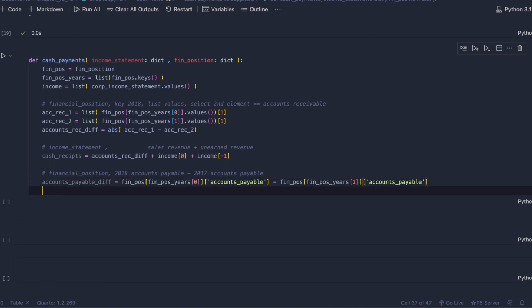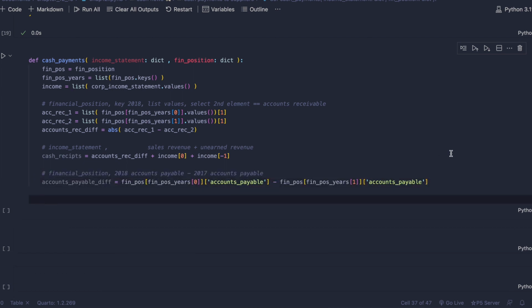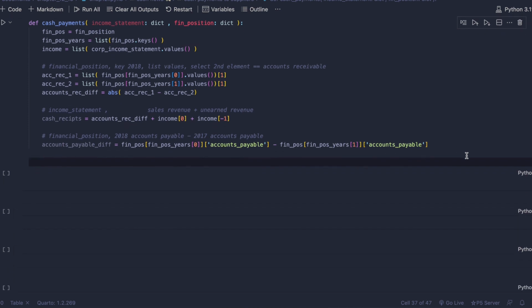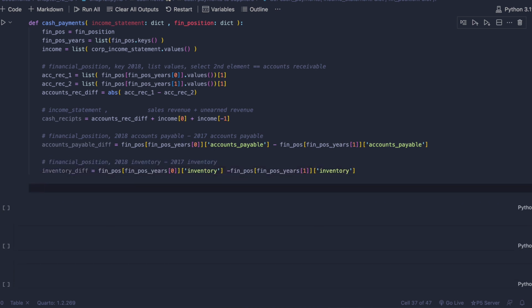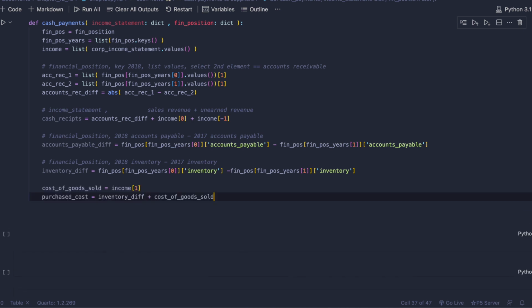Accounts payable difference is financial position dictionary accounts payable. Select each key accounts payable and subtract 1 year from the other. Inventory difference is inventory from each dictionary key. Then subtract 1 year from the other. Cost of goods sold is income index 1. Purchased cost is inventory difference plus cost of goods sold.